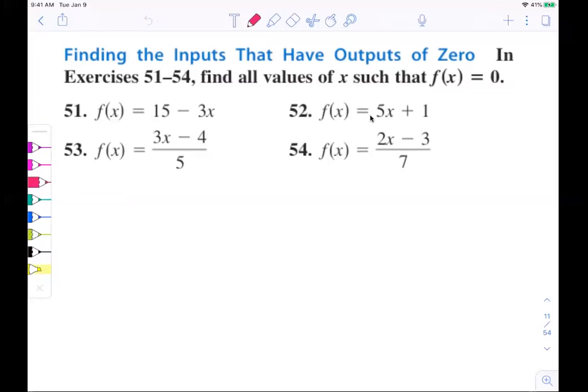Questions 51 and 53 ask you to find the inputs that have outputs of 0. It says find all the values of x such that f of x is equal to 0. So our goal is to find the x values, the input values that have an output value of 0. How would you solve this type of problem? How would I find x if f of x is equal to 0?